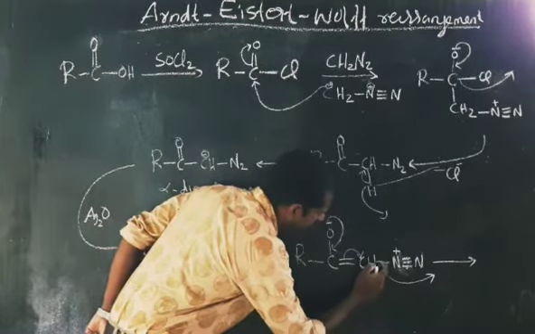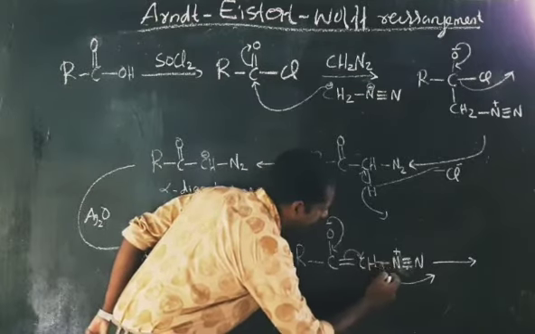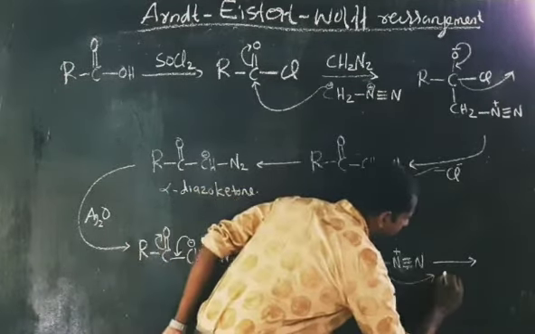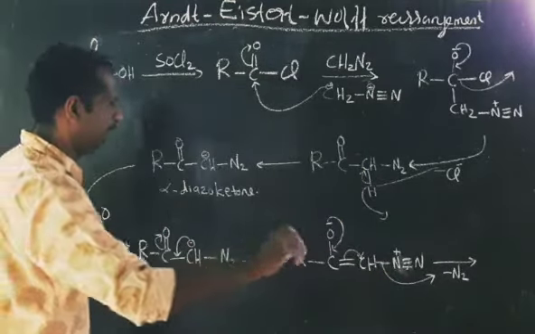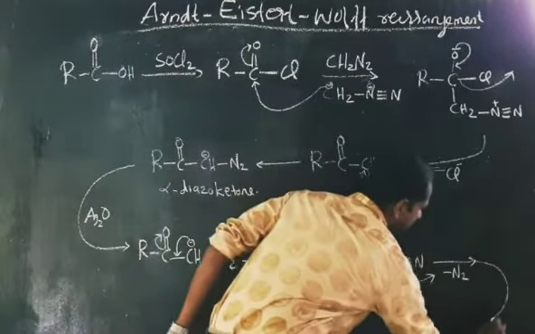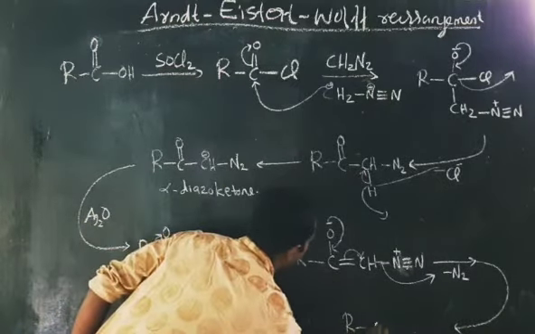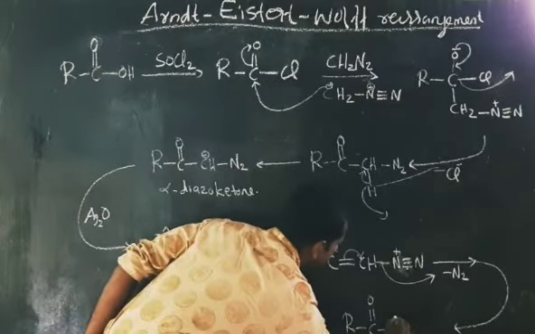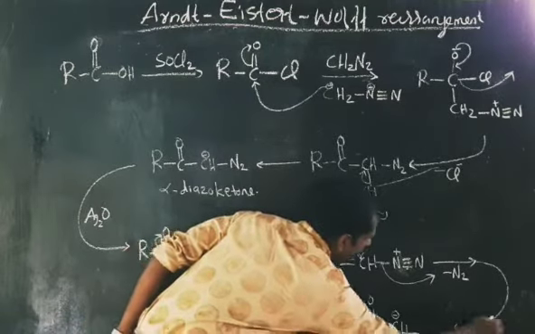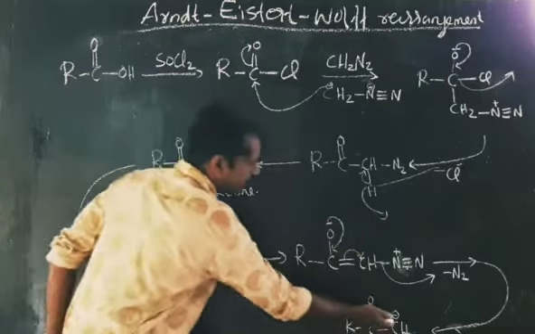Simultaneously, the CN bond is breaking, and what will be removed? Minus N2. Nitrogen is removed, and we get the structure like this: R, C double bond O, single bond CH with a negative charge, minus N2. N2 is removed, and we are getting a structure like this.